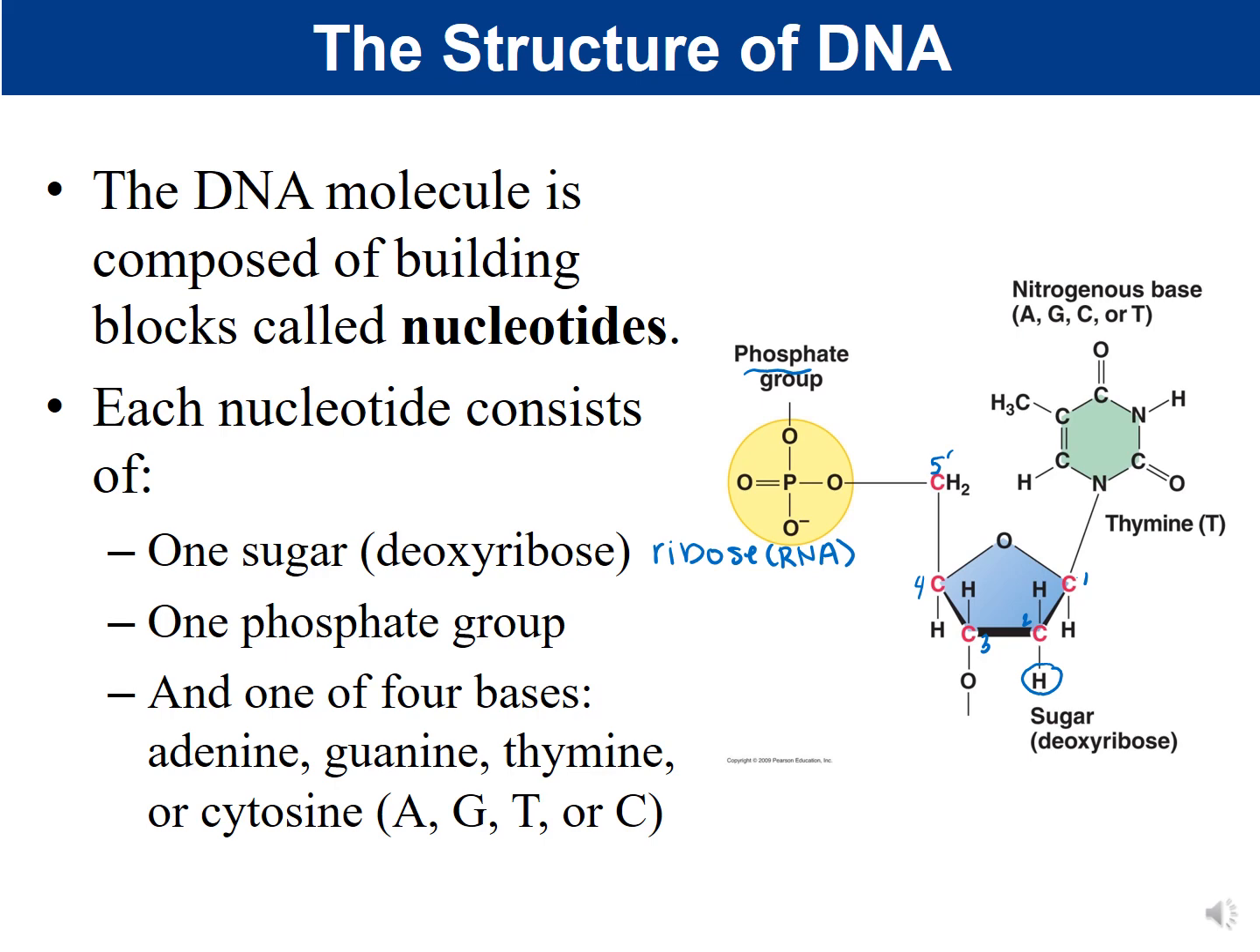And our nucleotide for DNA is going to contain 1 of 4 bases: A, adenine, G, guanine, C, cytosine, or T, thymine. So it's going to have 1 of those nitrogenous bases. Again, if we're talking about RNA, it's going to be A, G, C, or U, because RNA doesn't have T. So that's for RNA.